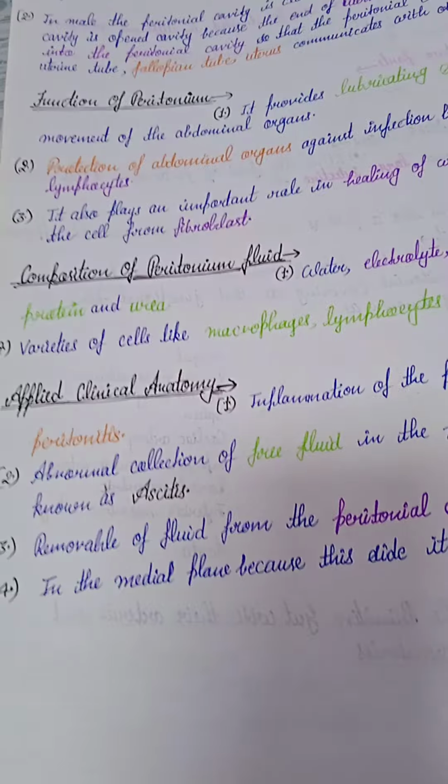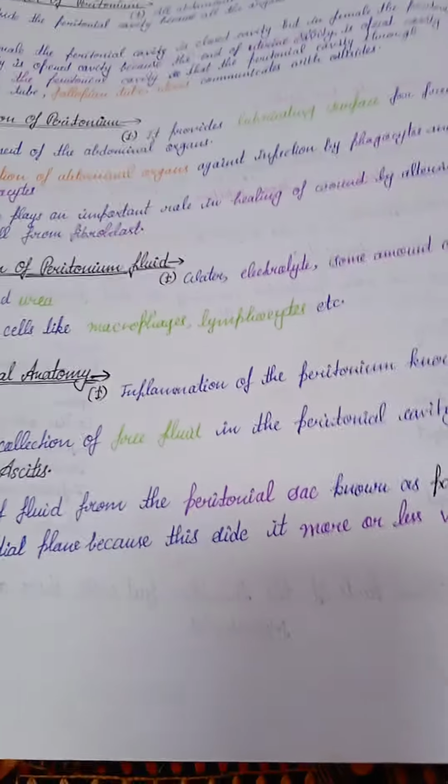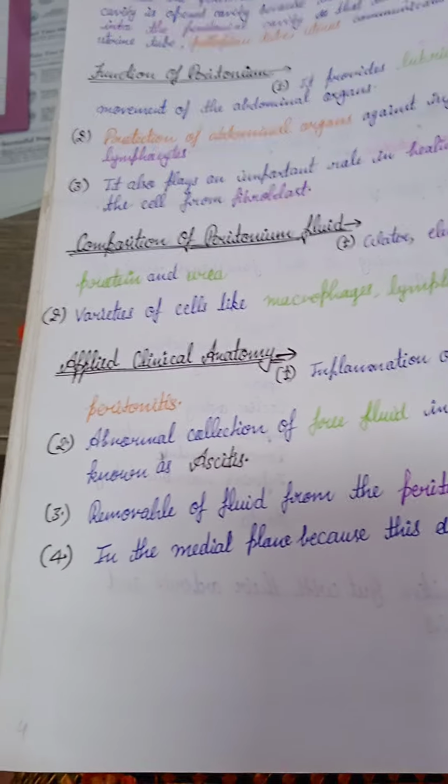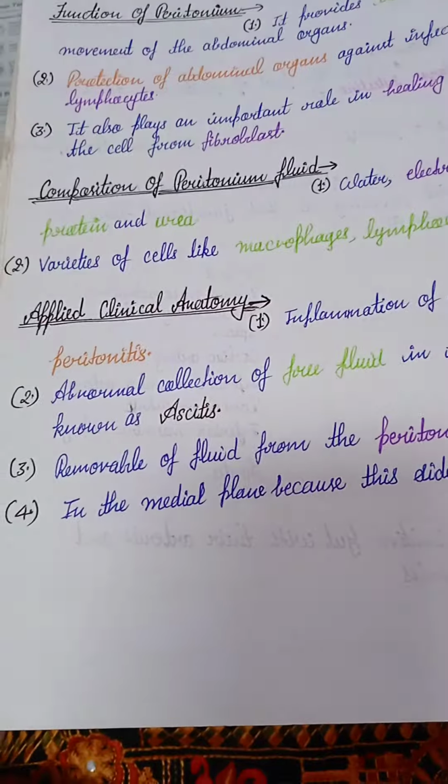Composition of peritoneal fluid. What is the composition of peritoneal fluid? The composition of peritoneal fluid is water, electrolytes, and some amount of protein and urea, with varieties of cells like macrophages, lymphocytes, etc.